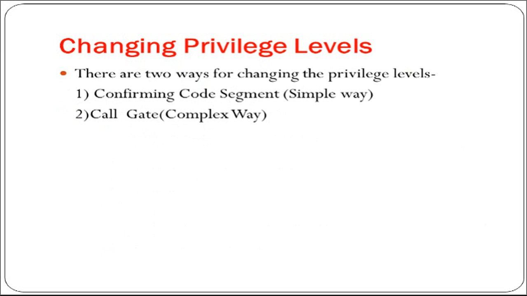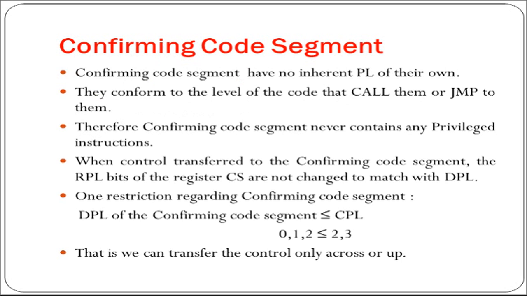There are two ways for changing the privilege level. One, the simplest one, is the conforming code segment, and another one is a complex way, that is the call gate method. Let's see the first one, the conforming code segment. A code segment is considered conforming if bit 2 of the access rights byte of its descriptor is set, that is, a type 6 and type 7 descriptor.